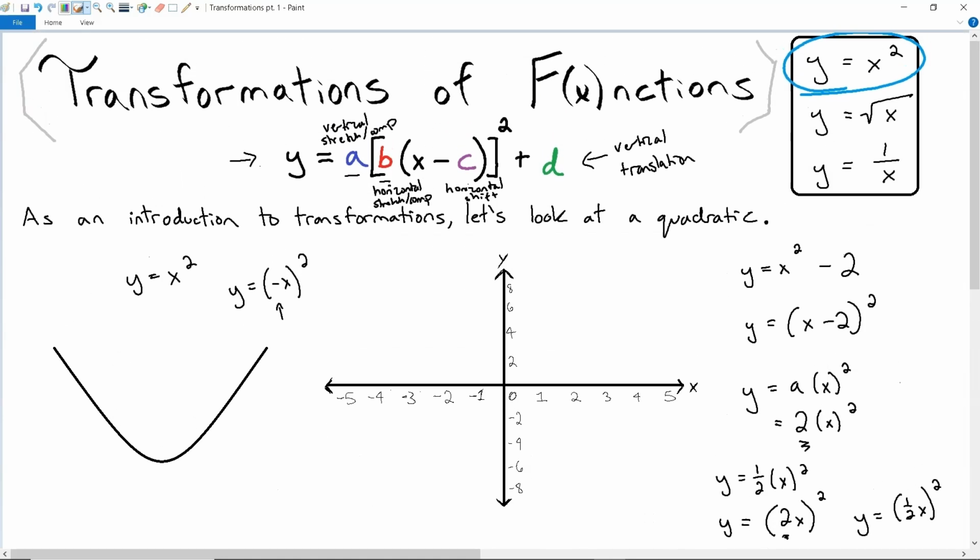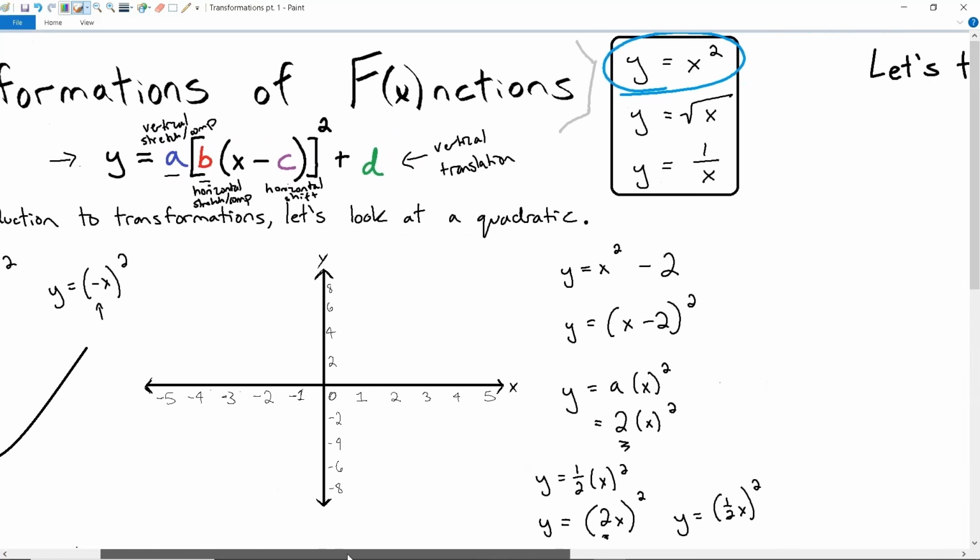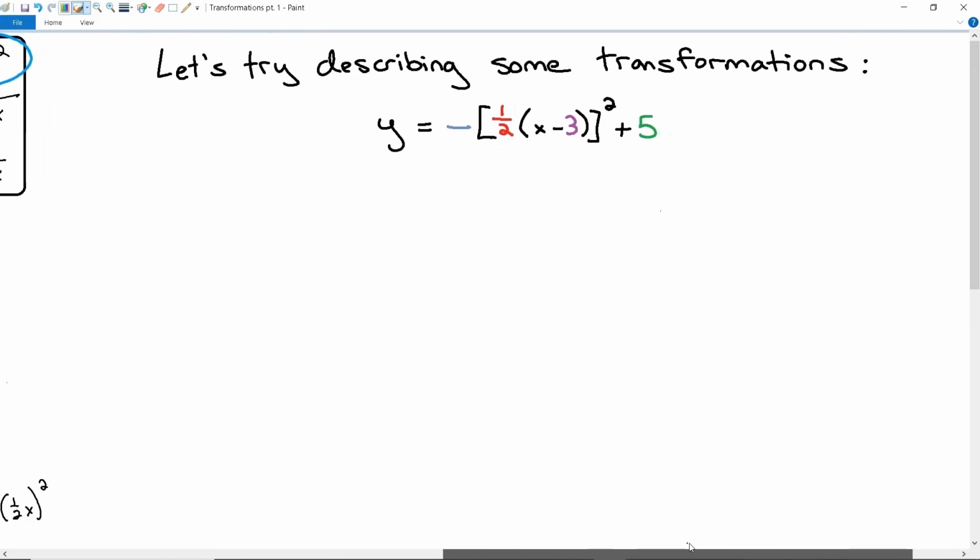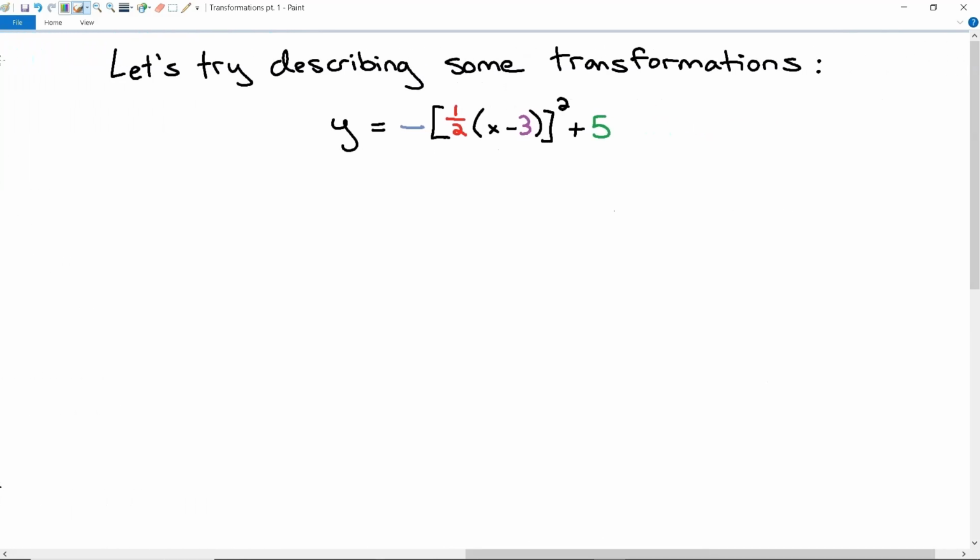And let's get some practice with that. Let's look at this equation. So our goal here is to describe the transformations that have happened based on the A, B, C, and D values. I personally like to start with the translations because those are easier to deal with. So let's look at our D value.